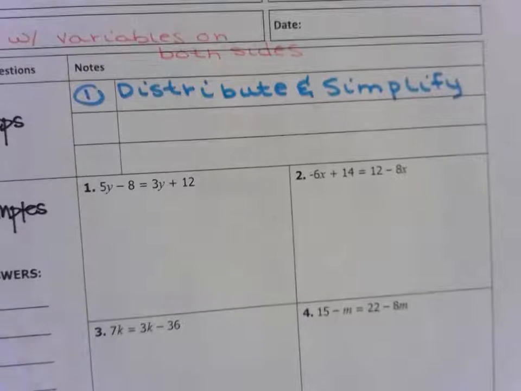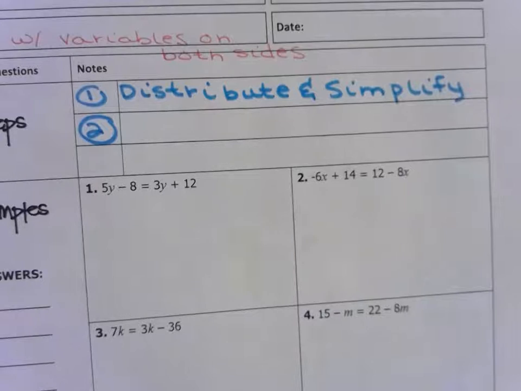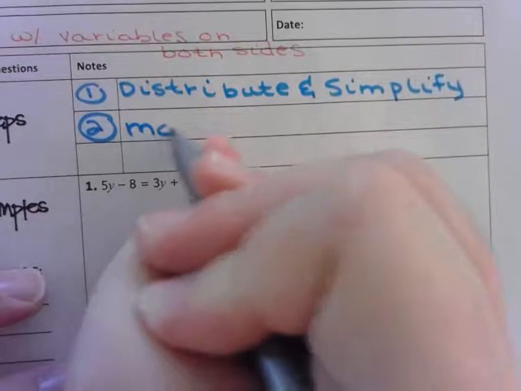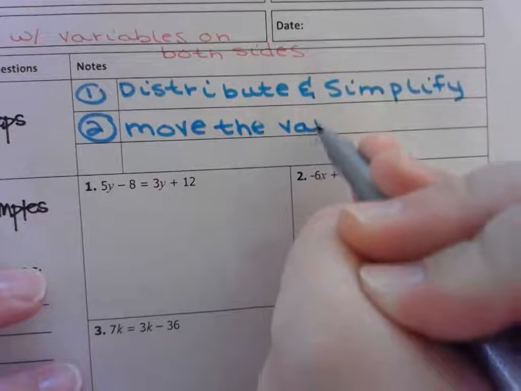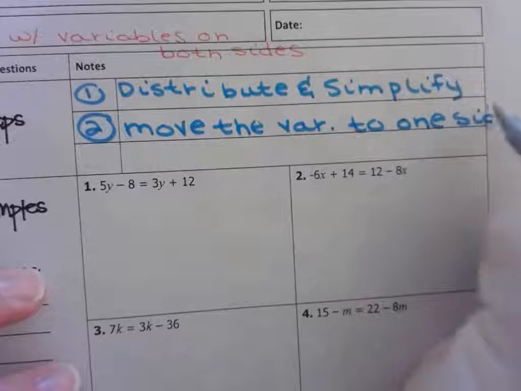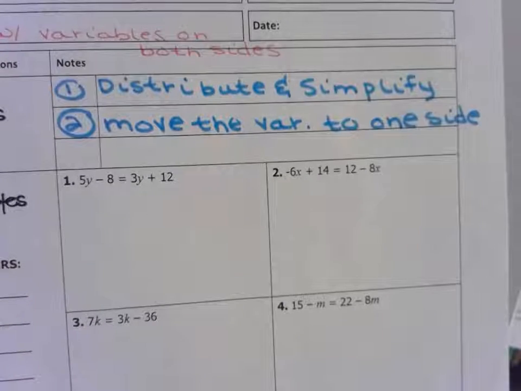Step 2, this is where it's going to be a little different. Are you able to distribute letters or variables? Yes, you are. We'll get to that. Maybe not this semester, but second semester algebra 1 you will. But look at number 2. We are then going to move the variable to one side. And remember, the variable is the letter. So once you distribute and simplify, you're going to move the variable to one side.